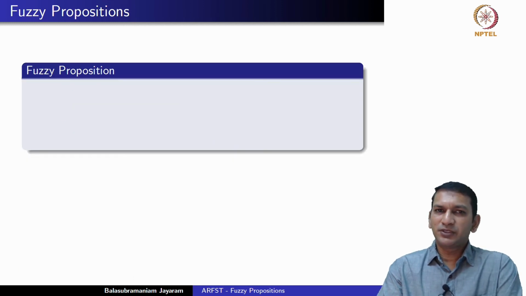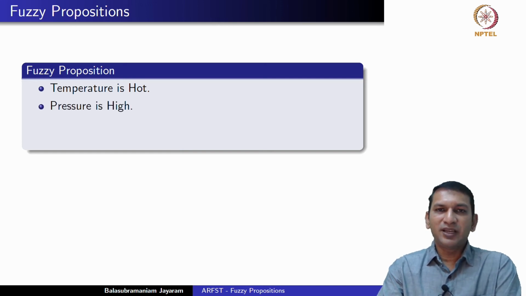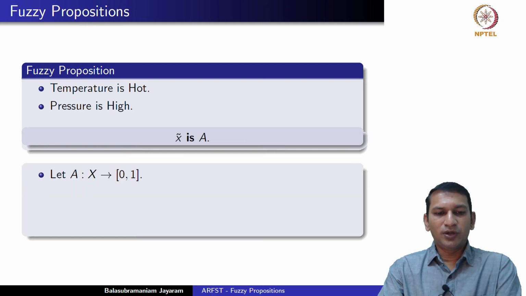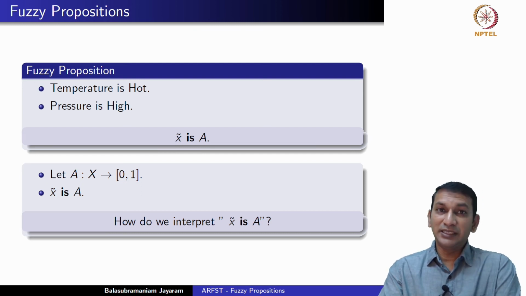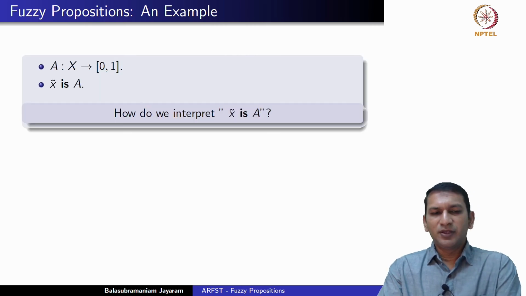Now, what is a fuzzy proposition? We say temperature is hot, pressure is high. So these are fuzzy propositions. Essentially, we have a statement of the form x tilde is A. Now, what is A? It's a fuzzy set. What is x tilde is A? This is what we want to interpret now. The question is, how do we interpret this statement, this assertion, wherein we have x tilde is A and A is a fuzzy set? Let's look at that, perhaps beginning with an example. So once again, we have a fuzzy set A on an appropriate domain X.